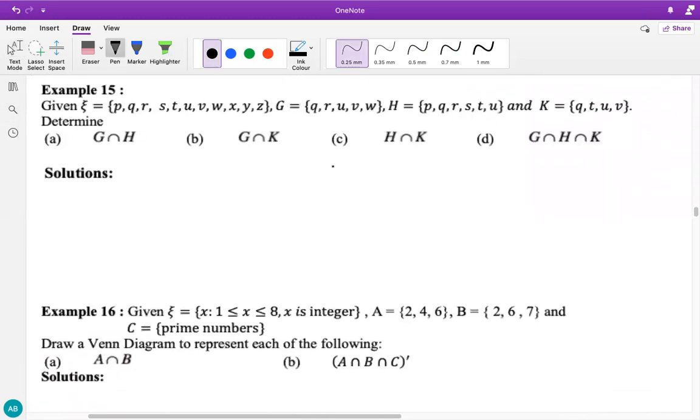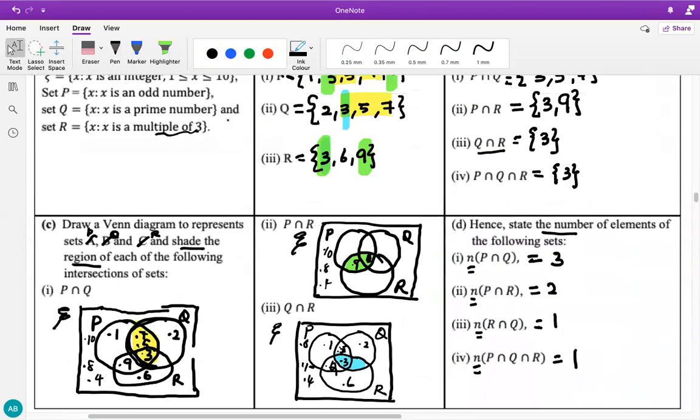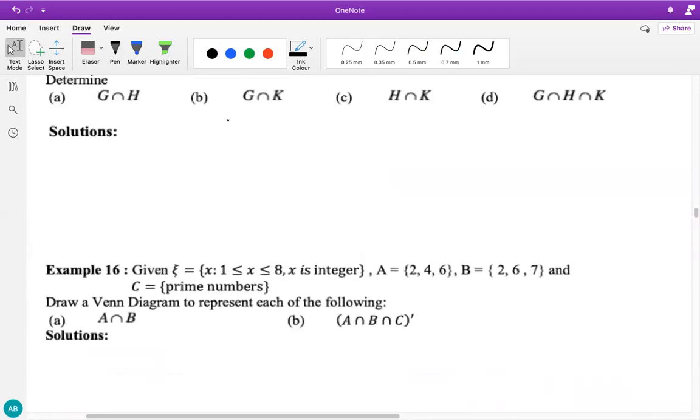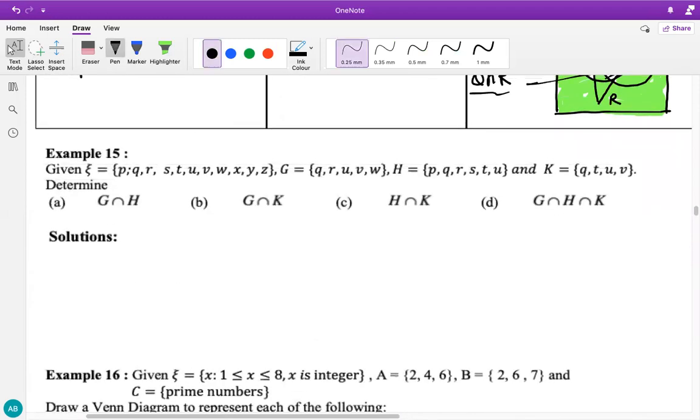Example 15 is almost the same as example 14. You have already listed out the elements for universal set G, set H, set K. Now we just need to find out what is G intersect H, the common elements between G and H. I use a highlighter. You see here, Q and Q, they are Q. P, no. R, they are R.